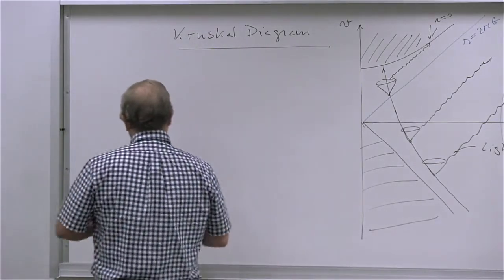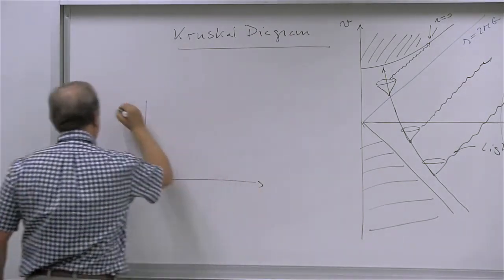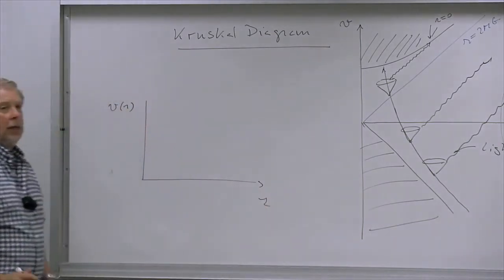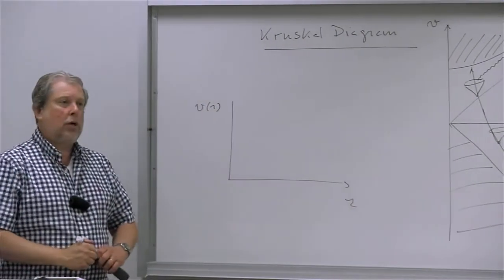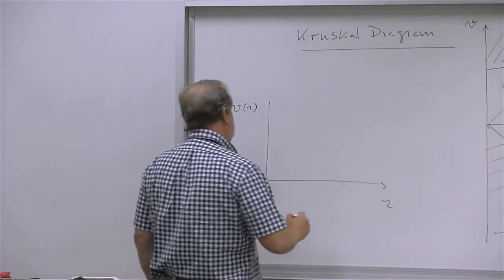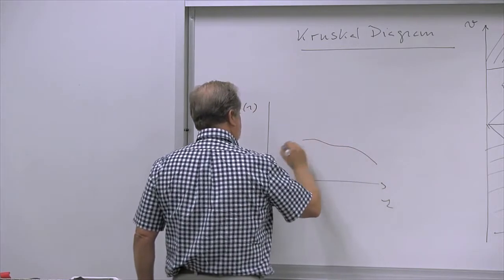Because what astronomers do nowadays, of course, is they look at the velocity distribution as a function of radial distance. And that velocity distribution tells you something about the mass that is enclosed within a region of radius r, right? And the velocity distribution is something that looks like this, right?